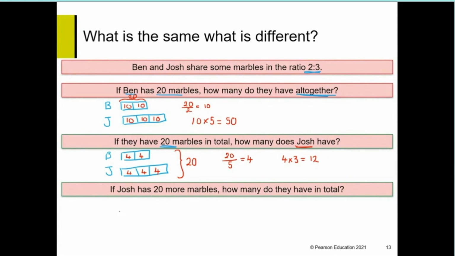And then this one is the sort of thing that we're seeing a bit more often, that there's a difference in them. So again, Ben and Josh sharing in the ratio of 2 to 3. But this time though, Josh has 20 more marbles. So we mark on our diagram where that would be, which is this bit here. Just happens to be one box. So then we know every box is worth 20. And then again, we'll go back to my question. How many do they have in total? I've got 20 times 5 boxes, which is 100.